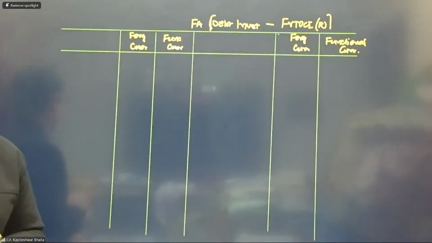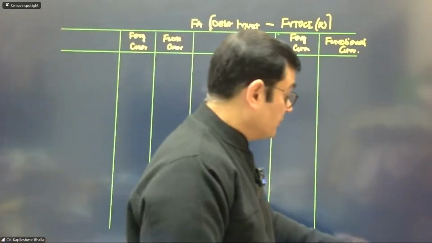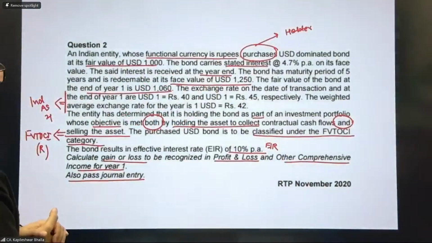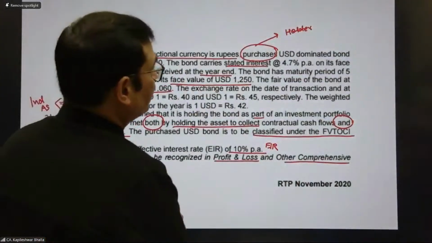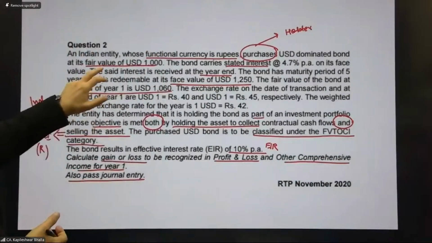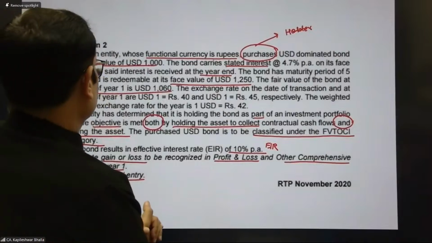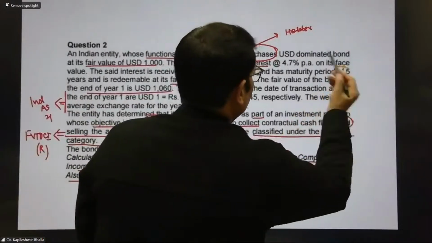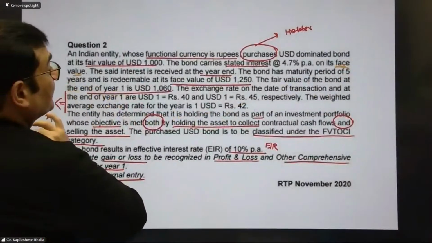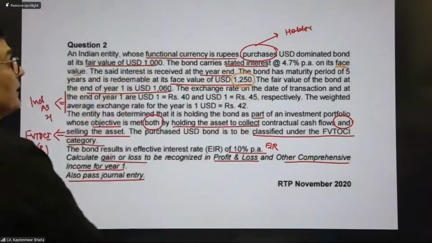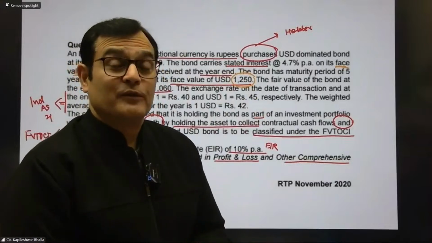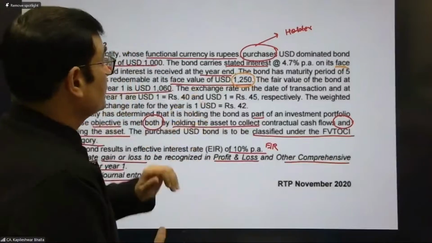Okay, so let's go back to the details in the question and let's see the data which is given without the impact of the currency right now. It says the entity whose functional currency is rupees purchases a bond at a fair value of $1,000. Is there any TC which is given? I don't see. The bond carries a stated interest rate of 4.7% on the face value. And by the way, the face value in this case is not 1,000. The face value is 1,250. So that's another thing we need to be careful. Because generally the face value is 100 or 1,000, but in this case it is 1,250.